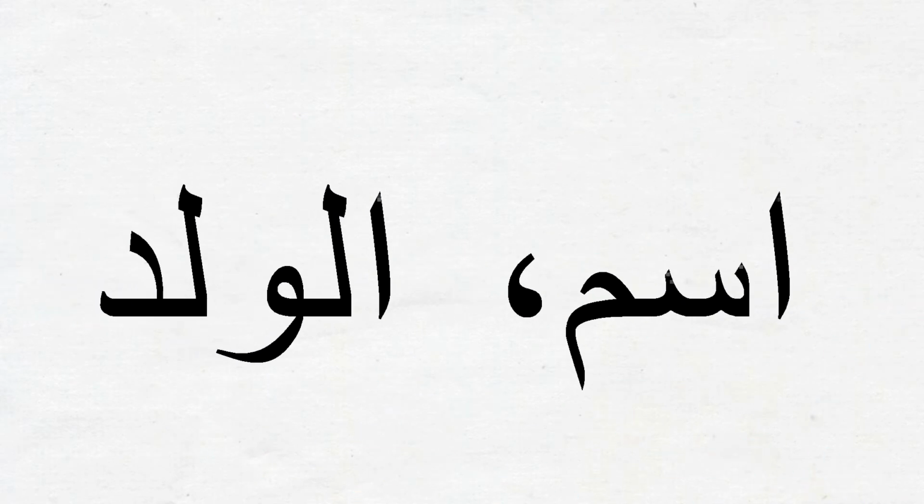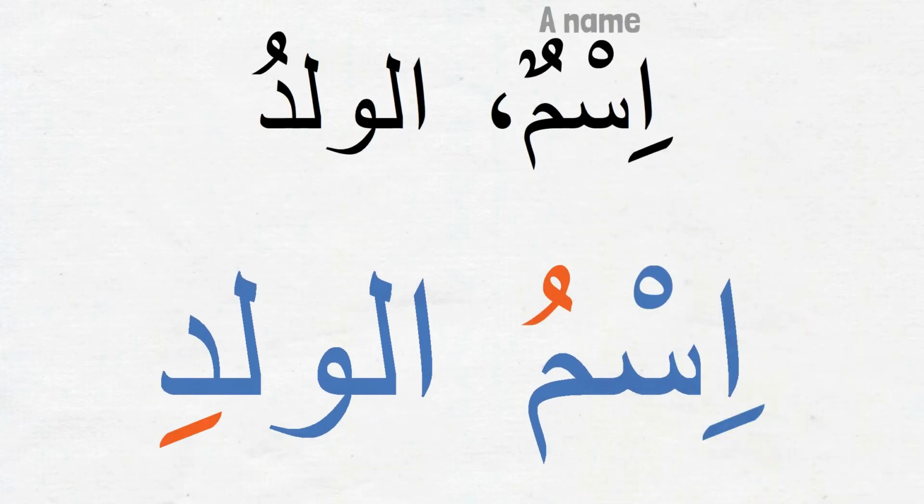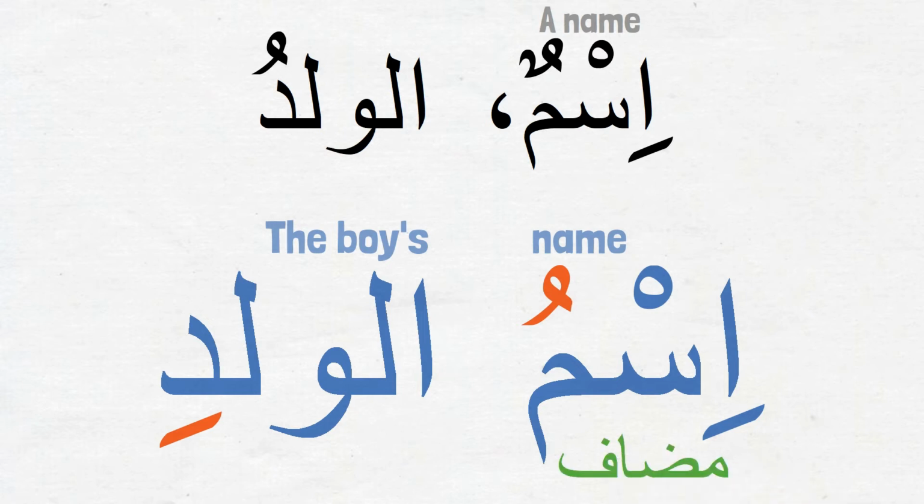Next, ismun al-waladu. The ismun here means a name. It is another meaning of ism, not to be confused with ism type words. So how do we say the name of the boy? Ismul waladi, the boy's name, or the name of the boy. Ismu is the mudaf, and al-waladi is the mudaf ilayh.